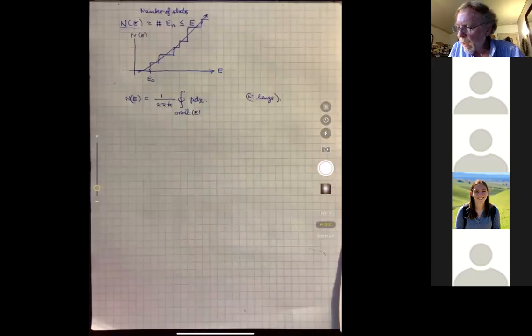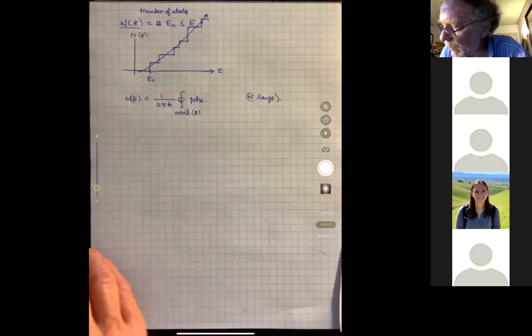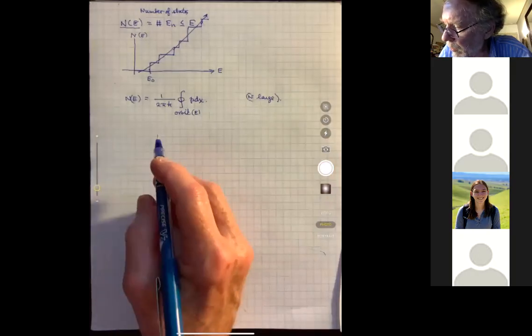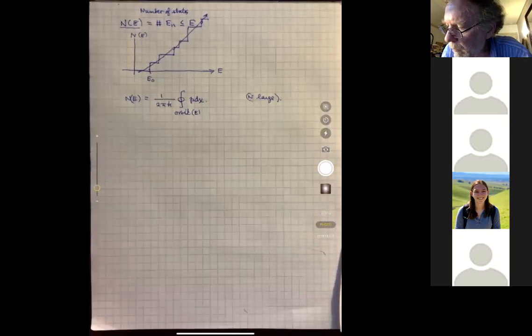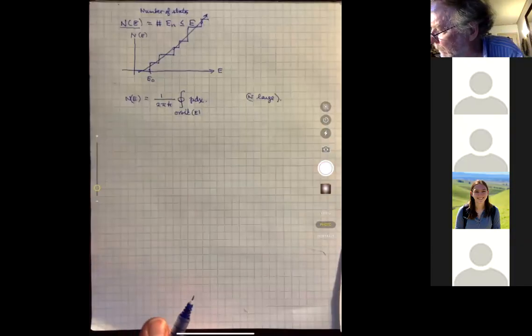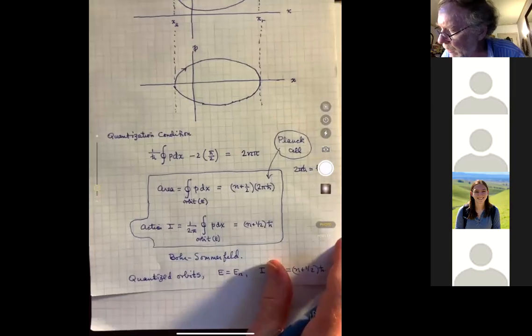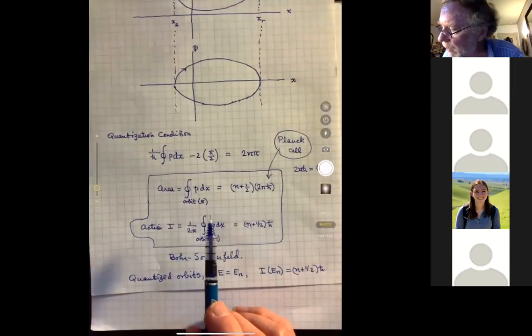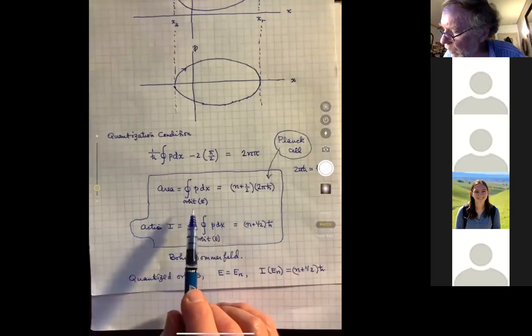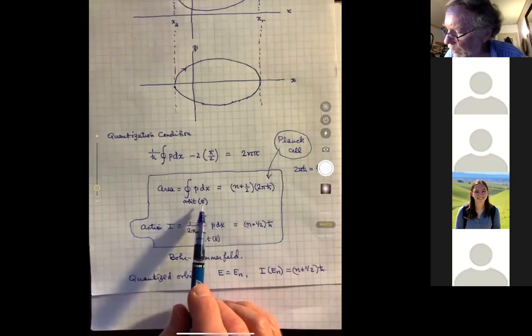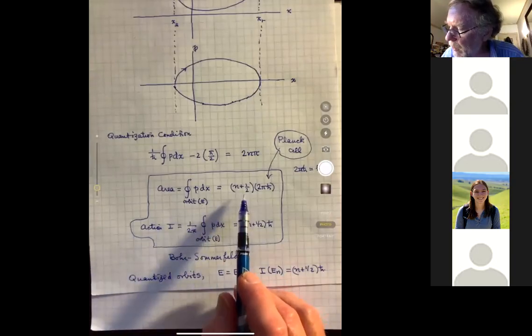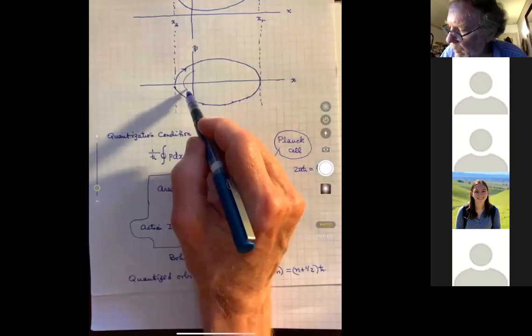Okay. Let's play some games with this formula. Here's one of the things to say. Sorry, just a question. So I thought N of E was the number of states that are less than energy E, but wouldn't what you've written just give you the number of states at an energy E, or is there something I'm missing? No, because this is counting the number of quantized orbits that lie below a given energy E. Oh, I see.